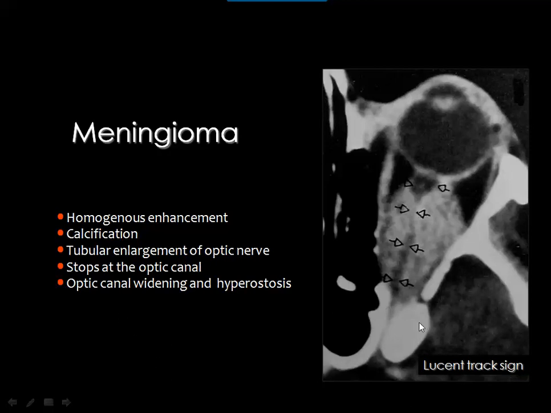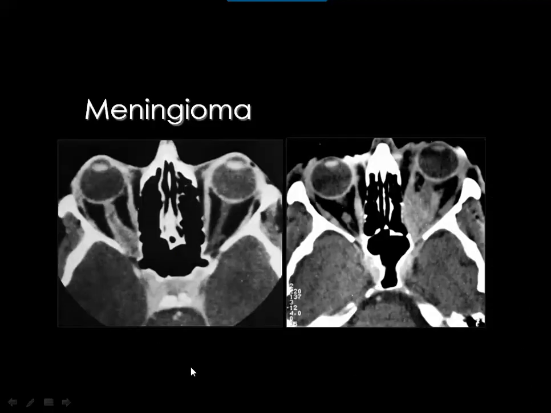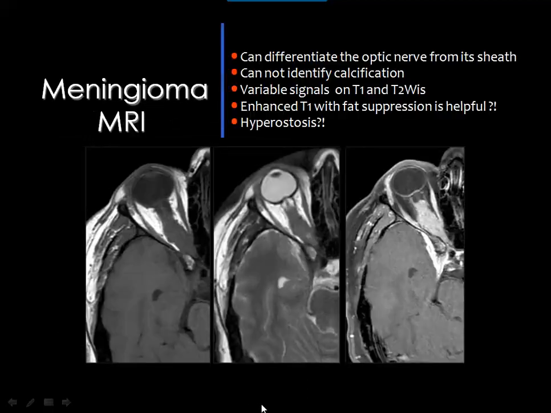Then the bones adjacent to the lesion will show hyperostosis or calcification. These are two different examples of optic nerve meningioma. You see the radiolucent tract sign on the right side, and this is also an optic nerve meningioma occurring near the orbital apex, and you can easily appreciate the optic nerve fibers within the tumor. Then this is an optic nerve meningioma.